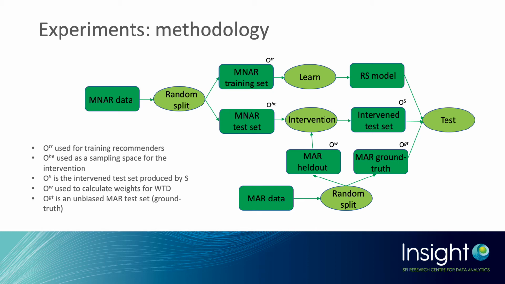But differently from the classical evaluation, we take the test set OHE and we perform an intervention to debias such test set, resulting in an intervened test set OS. We now take the MAR data and we randomly split it into two. The MAR held out OW is used to calculate weights for our approach WTD. OGT is instead used as an unbiased ground truth test set used to assess real unbiased performances of a recommender.